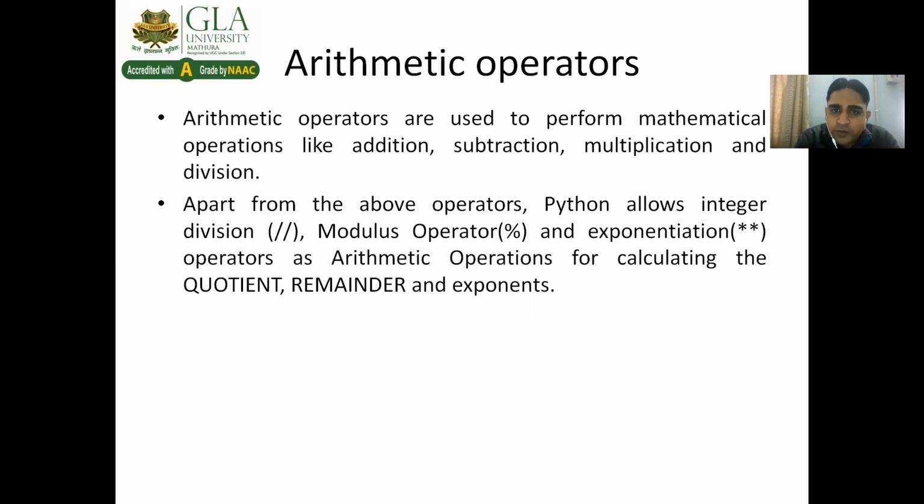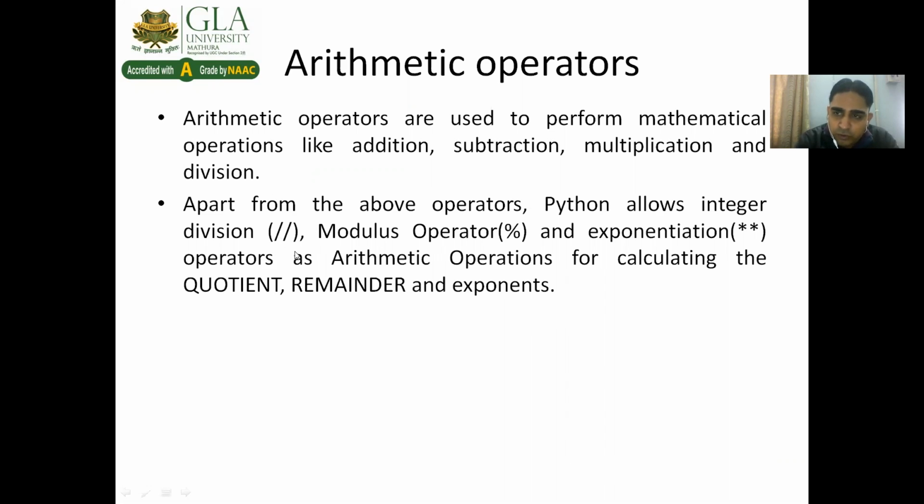The arithmetic operators are used to perform mathematical operations, obviously, and these mathematical operations are addition, subtraction, multiplication, and division that you have been doing since long. Python also allows two or three more operators, which are again arithmetic operators. The first one is integer division. It is also known as floor division. It is denoted by a double slash.